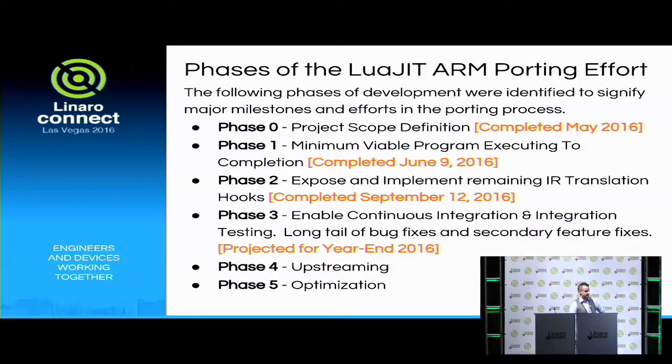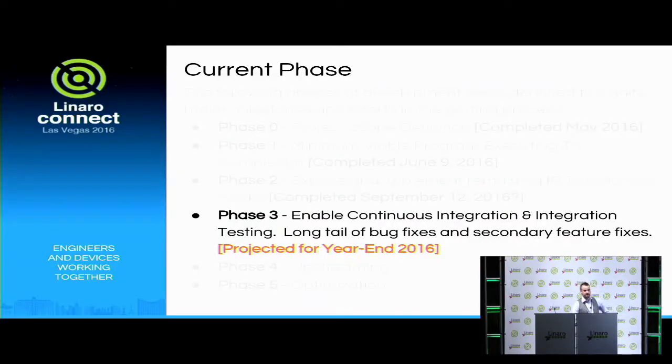So if we look at the phases of the LuaJIT project, it started with defining the project scope, identifying a minimum viable project, and then exposing and implementing IR translation hooks. And once those are completed, moving into continuous integration, eventually upstreaming and optimization. So currently, we are in phase 3.